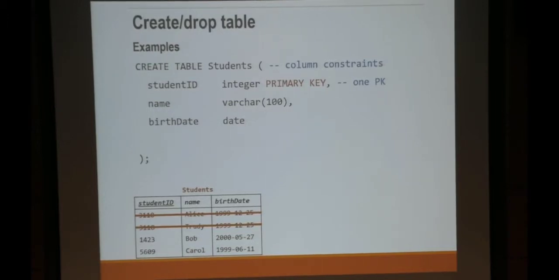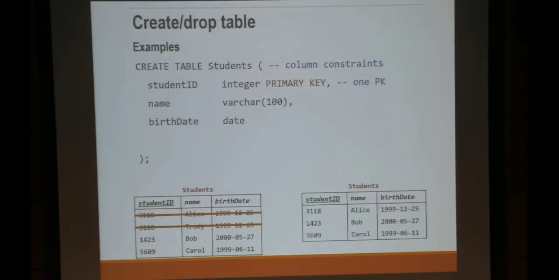A possible table that does not violate the primary key constraint is this. Okay, so every value here in the student ID is unique. If I add something like this, then this one is also incorrect, because a primary key cannot be null. All right?